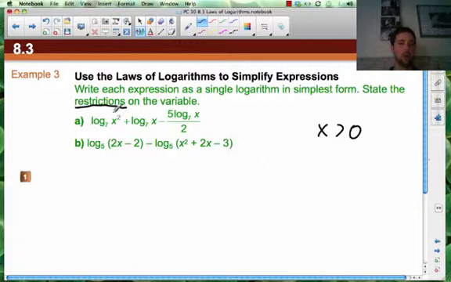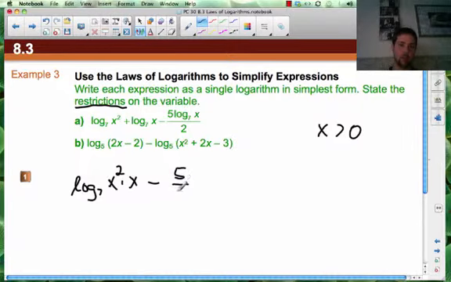Now let's figure this out. We want to write it as a single log in simplest form: log base 7 of x squared plus log base 7 of x. Now we can easily put those two together because of this plus sign here. So we go log base 7 of x squared, and then because it's plus, we multiply those things together. And then we're going to subtract this whole thing, and I'm going to rewrite this as 5 halves times log base 7 of x. Okay, so this is log base 7 of x cubed.